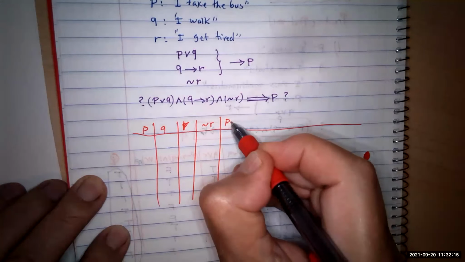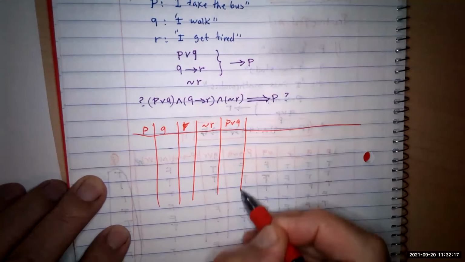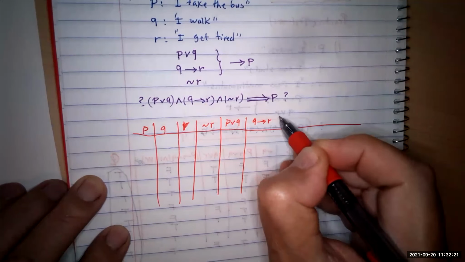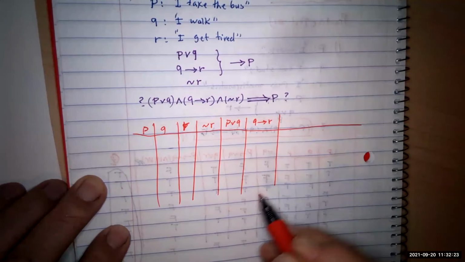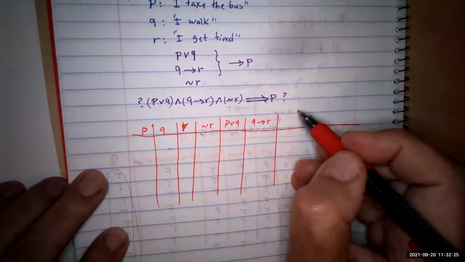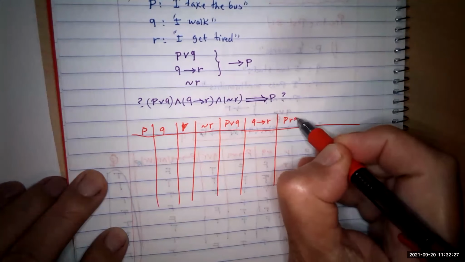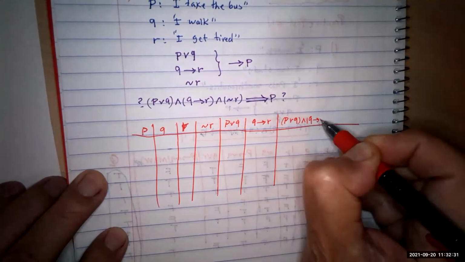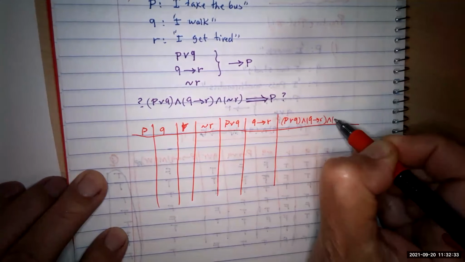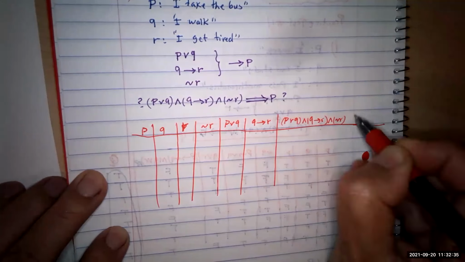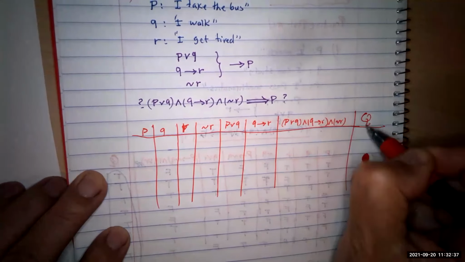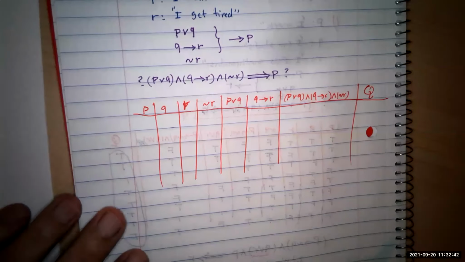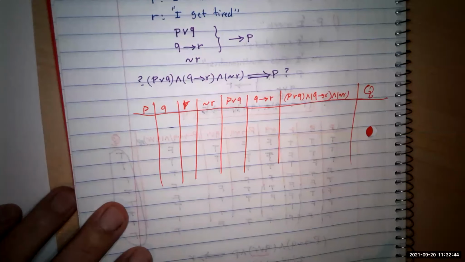Then you are going to form a P or Q. Okay, Q implies R, and we have the negation. So you put them together: P or Q and Q implies R and not R. Okay, and the result. To get those numbers, quickly just get those 8 cases and put them together.